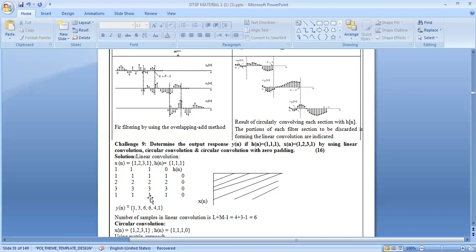Okay. So how can we find the number of samples? The length of the sequence x of n is denoted by L, and the length of the sequence h of n will be denoted as M. So the number of samples in linear convolution can be given as L plus M minus 1, which is nothing but 4 plus 3 minus 1, which is equivalent to 6.